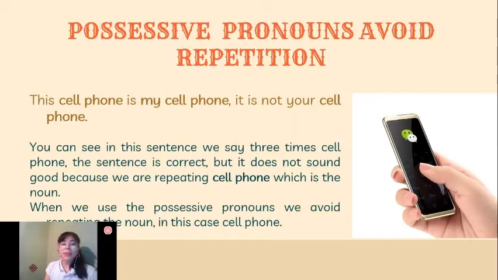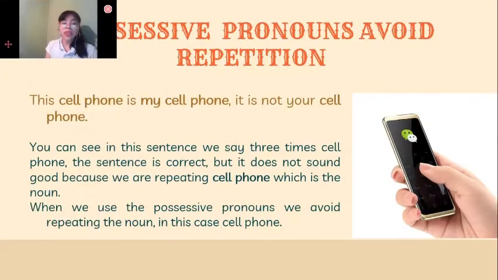So possessive pronouns avoid repetition. As every pronoun avoids repetition in a sentence by replacing the nouns that may be repeated. For example, in this case, this cell phone is my cell phone, it's not your cell phone. So here we're using the words cell phone three times: this cell phone, one, is my cell phone, two, it is not your cell phone, three. So to avoid that repetition, we're going to use possessive pronouns.